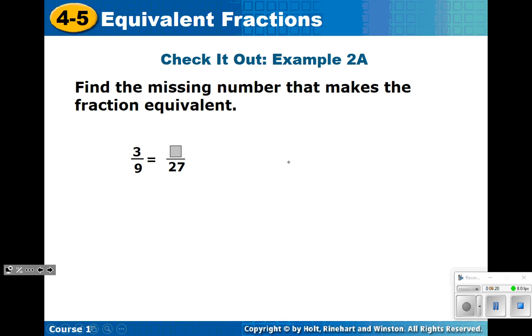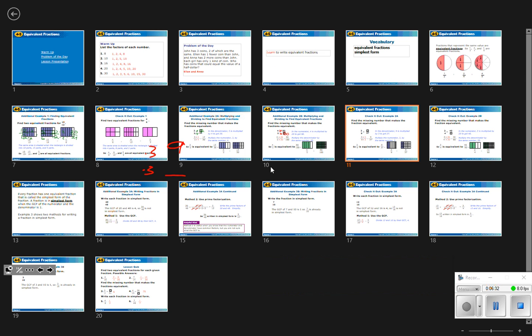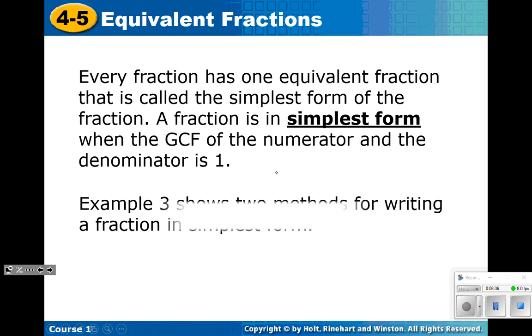Nine. 9 times 3 is 27. 3 times 3, because same thing, is 9. Good. Now comes the part that I want you all to understand.